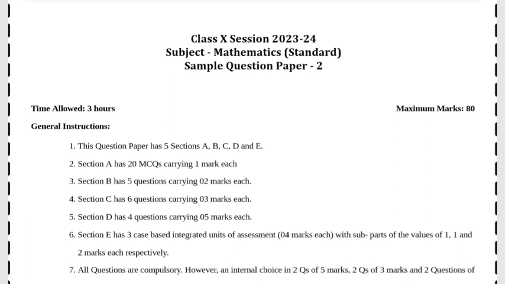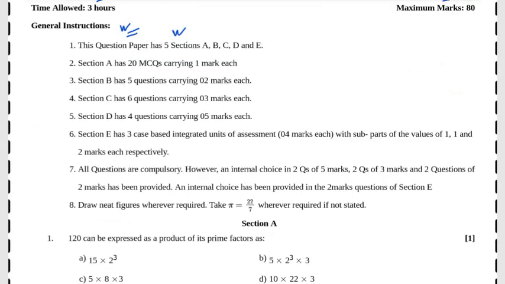Let's solve the questions of sample test paper 2, subject mathematics, standard and class 10. General instruction of the test paper is given here. This test paper consists of 5 sections, A to E. Time allowed for this test paper is 3 hours. Maximum marks 80. Let's see the questions of the section A.